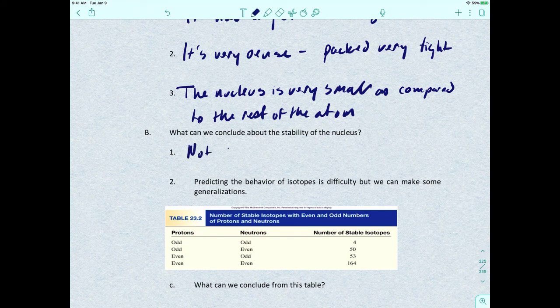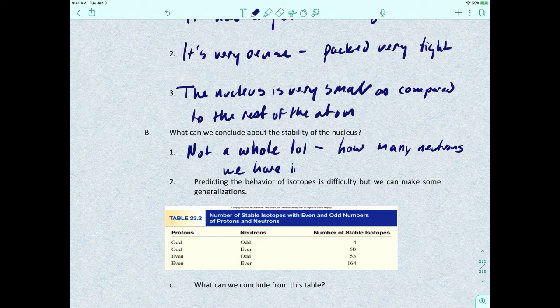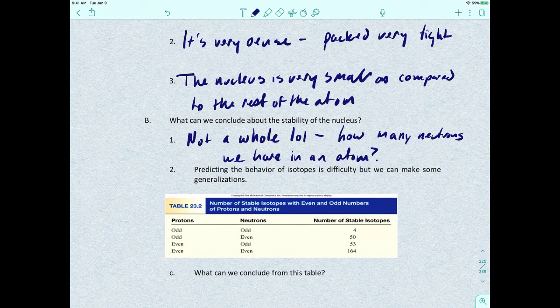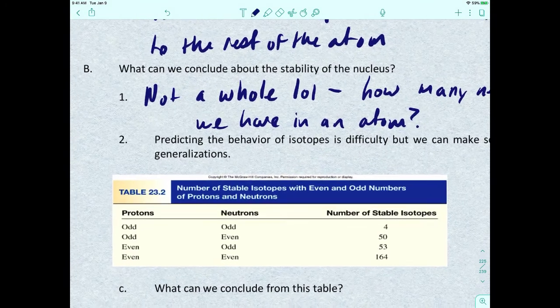Well, not a whole lot. Based on those three facts, not a whole lot that we can really conclude about the stability of the nucleus, but that leads to another question. And here's the question: it depends on how many neutrons we have in an atom. If we can answer that question, then we can start talking about stability. Now, predicting the behavior of isotopes is difficult, but we can make some generalizations.